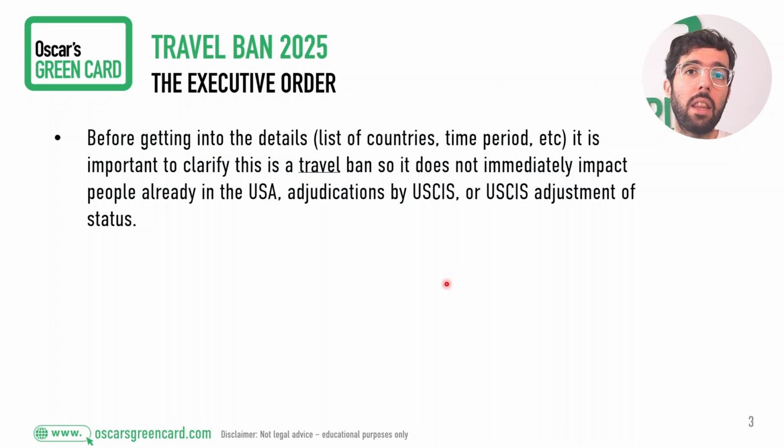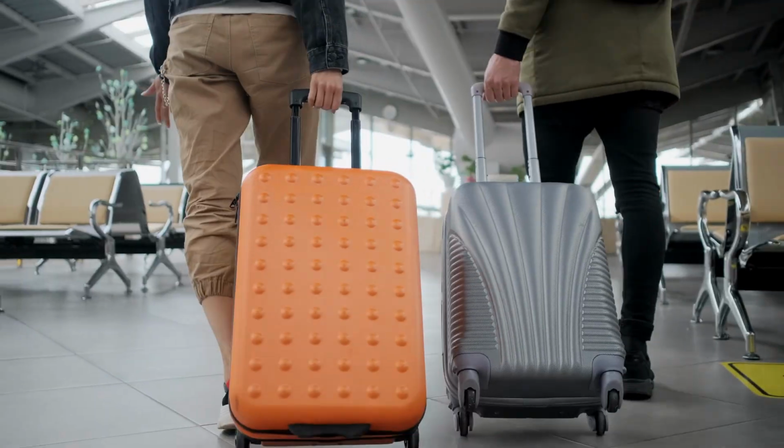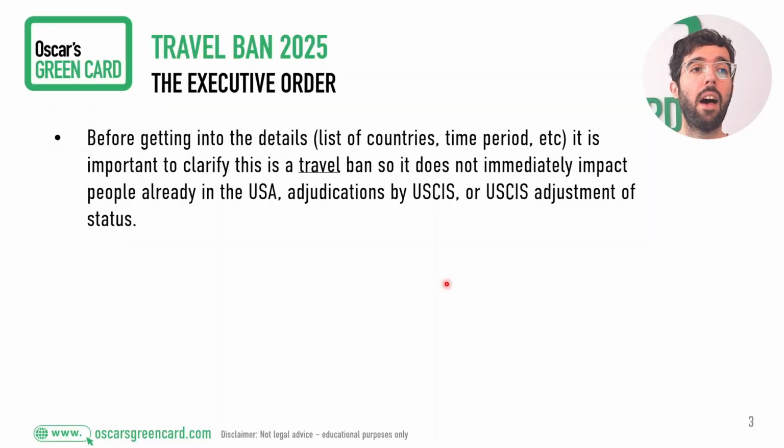So before getting into the details, the list of countries, the time period, and all of that, let's clarify from the beginning that this is a travel ban. Travel is the most important word here. It is affecting mostly people that are coming into the United States. So it doesn't immediately impact those of you who are already in the US or adjudications from USCIS.